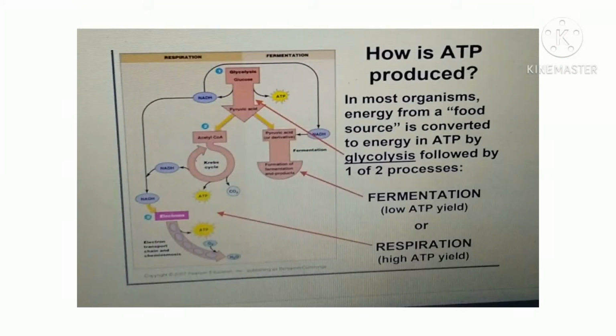How is ATP produced? In most organisms, energy from a food source is converted to energy in ATP by glycolysis, followed by one of two processes: fermentation, low ATP yield, or respiration, high ATP yield.